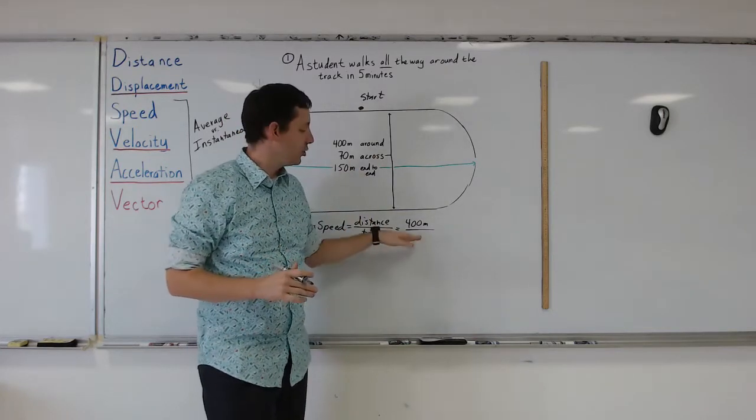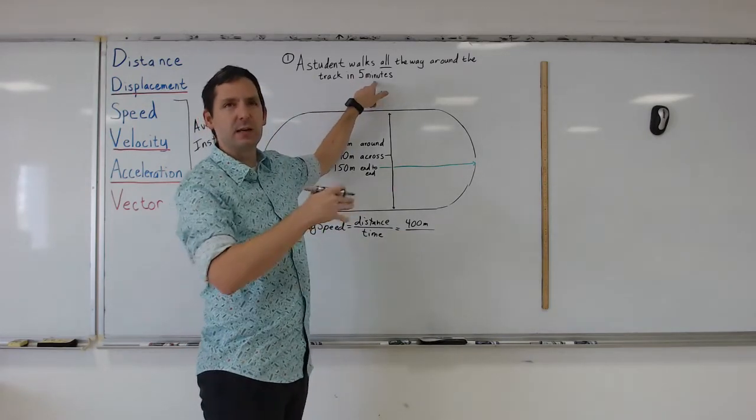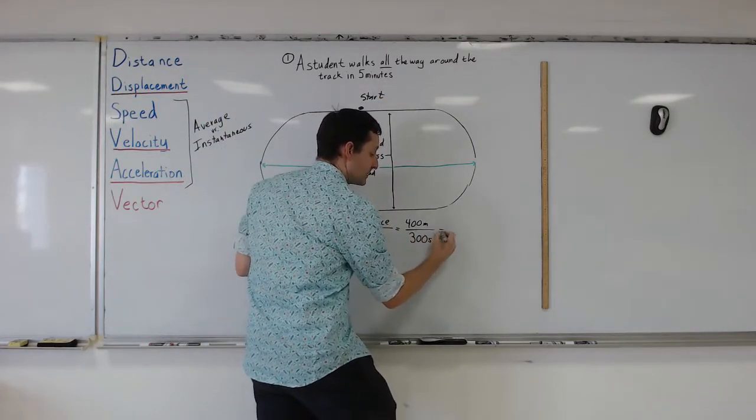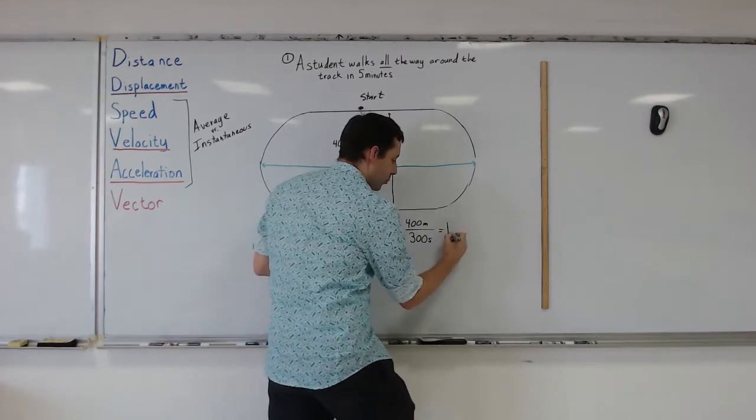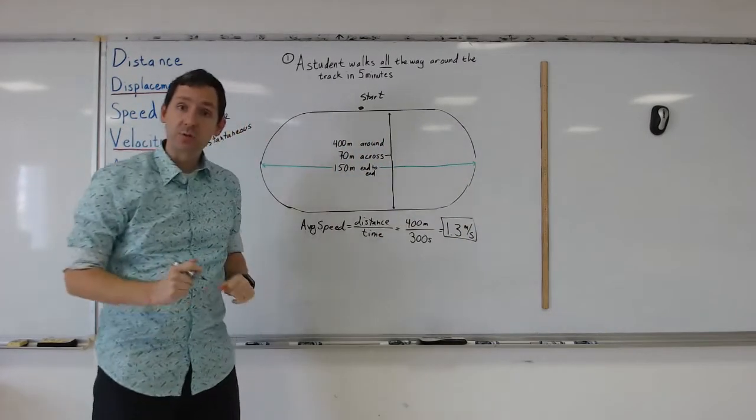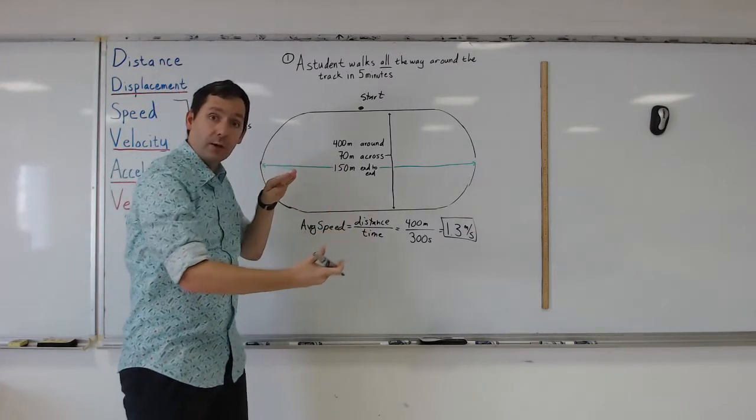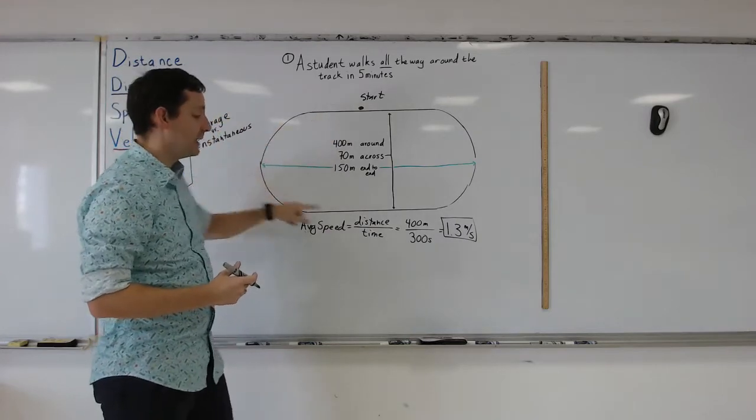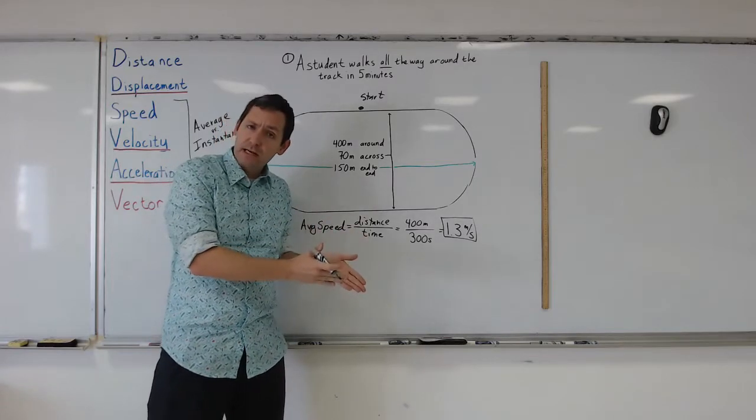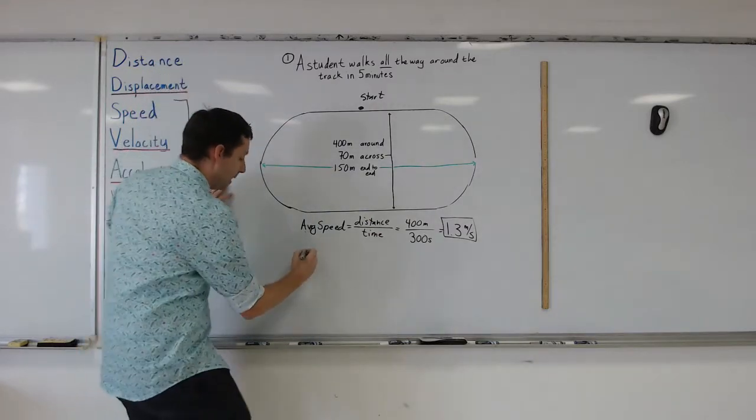So you have a choice. You can either do it in minutes and then change it later, or you can just say, well, 5 minutes times 60, that would be 300 seconds. So I'm going to go ahead and change this to 300 seconds. And when I divide, I end up getting 1.3 meters per second. So that would be my average speed, 1.3 meters per second. Now, if that speed stayed the same all the way around the track, then my instantaneous speed at any point would also be 1.3. Because if I have a constant speed, then the instantaneous speed should be the same as the average.